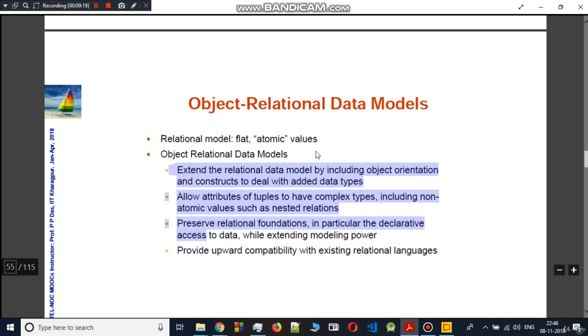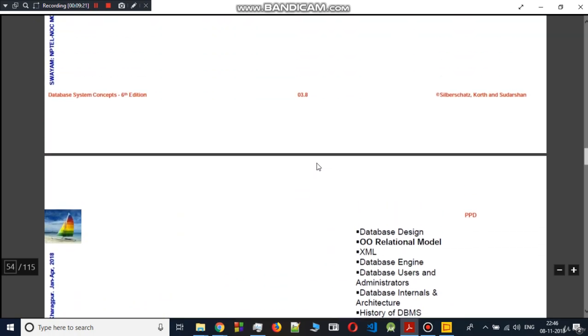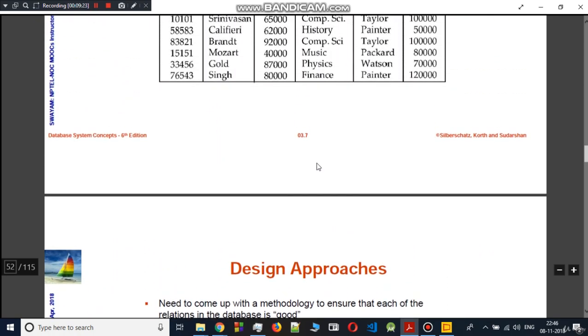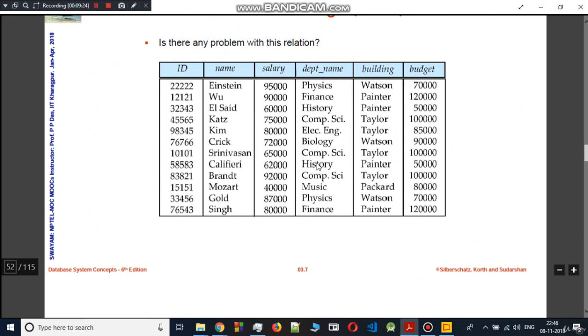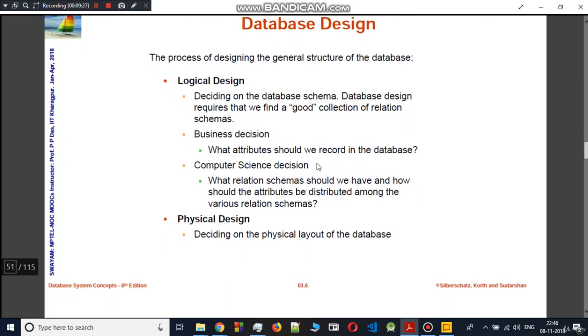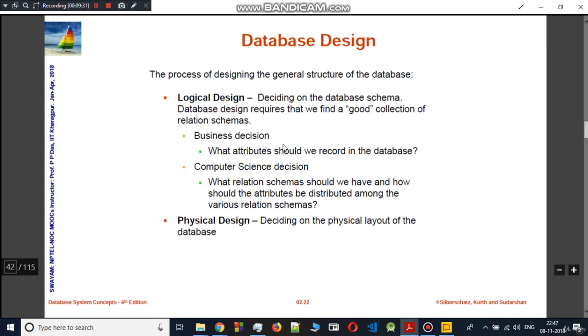This is the whole story about the object relational model and our design approaches. What is design? How have we designed the database, like physical and so on?